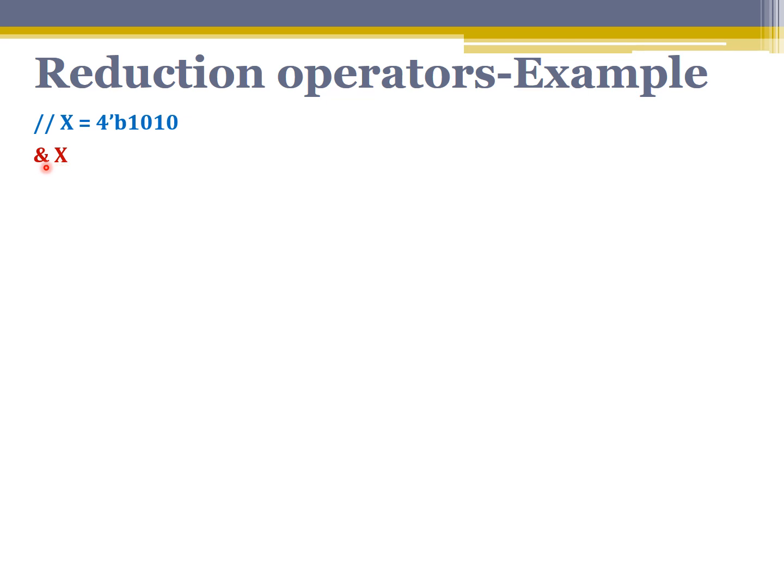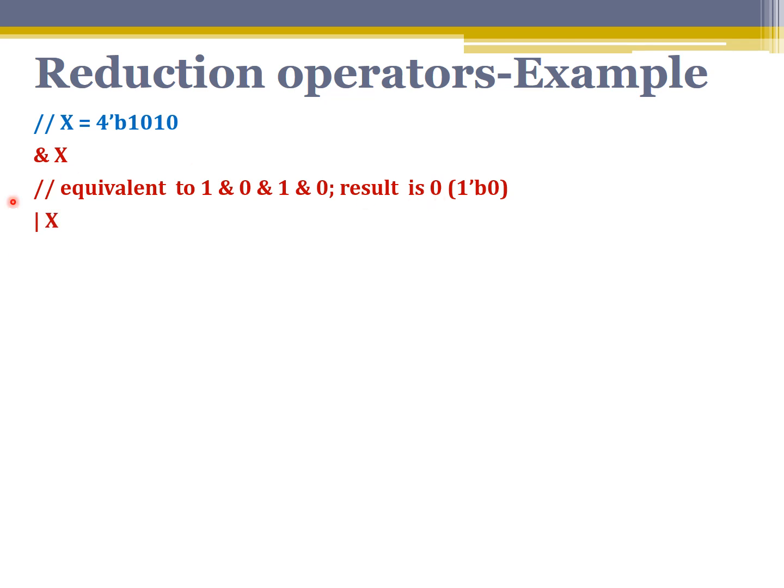So how does it work? It takes every bit of x and performs the AND operation. The number is 1010, so 1 and 0 and 1 and 0. We just have to perform the required operation on the internal bits of the given number. We know the AND operation gives a 0 result when any one input is 0, so the answer is 0 here.